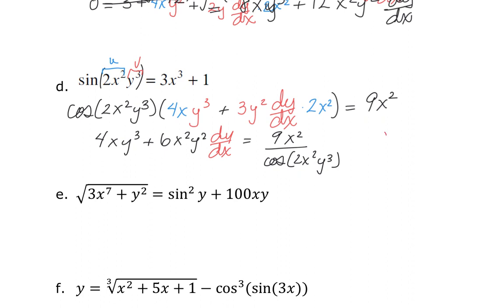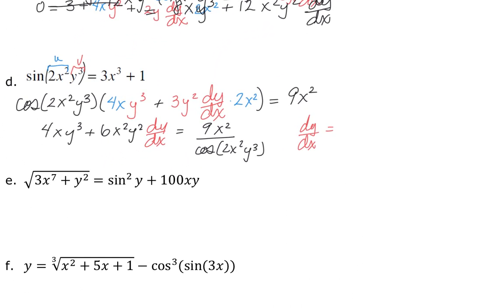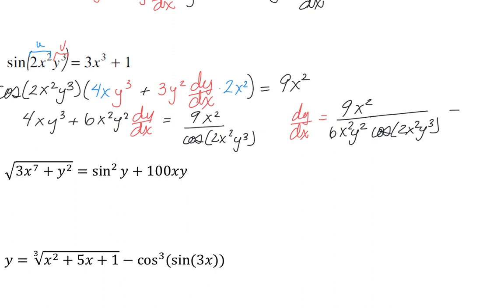So dy/dx will be equal to, oh, that's way farther out than I needed. I'm going to have the 9x squared over, I'm going to divide by a 6x squared y squared. Still have the cosine of 2x squared y cubed. And then I'm going to have minus 4xy cubed divided by that 6x squared y squared.